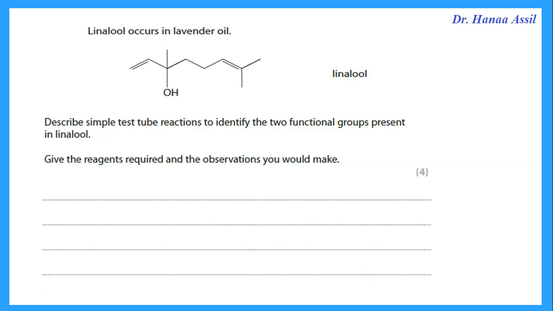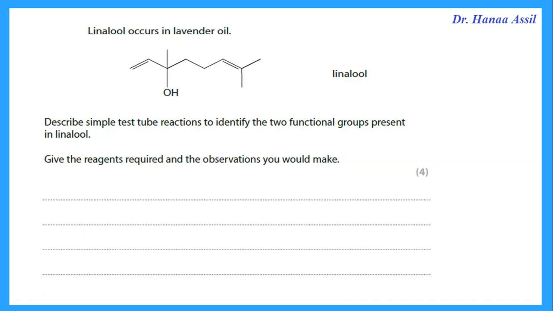Linalool occurs in lavender oil. Describe a simple test to identify the two functional groups present in linalool. Give the reagents required and the observations you would make. Now, what are the two functional groups that we have? We have an alkene, double bond, and an OH, but that is what? That is a tertiary alcohol.